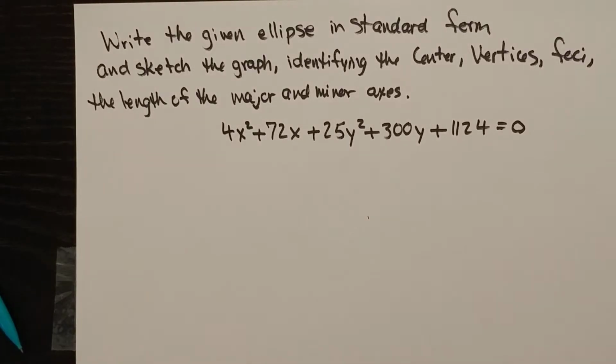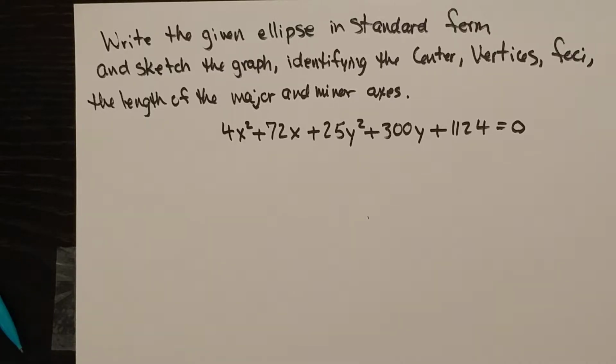This video is about graphing an ellipse, and we're going to graph it. We're going to identify the center, the vertices, the foci. We're going to find the length of the major axis and the minor axis. If we needed to, we could figure out the domain and the range.